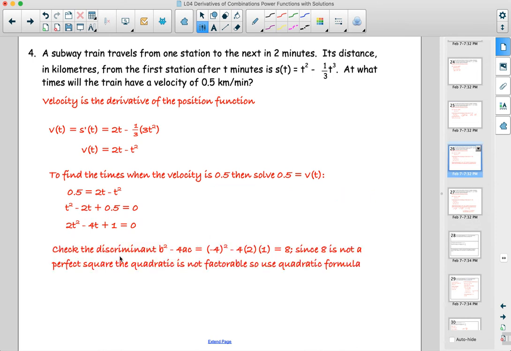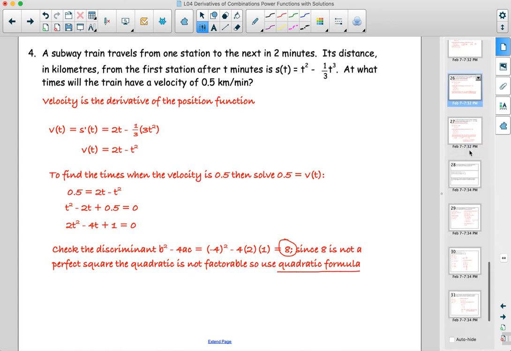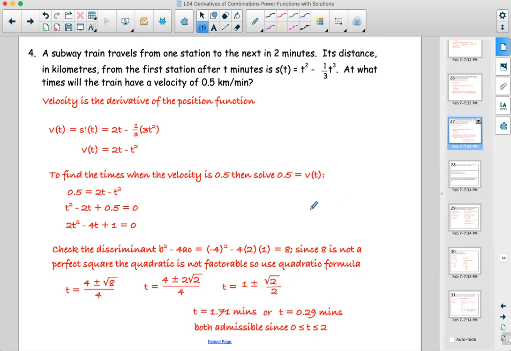So moving on to the next slide. The discriminant is b squared, that's -4 all squared, minus 4 times a times c. That gives me 16 minus 8, which is 8. 8 is not a perfect square. It's not factorable, so we're just going straight to the quadratic formula. I'm going to do that on the next slide. Again, you're in charge of the timing. You can pause if you wish.